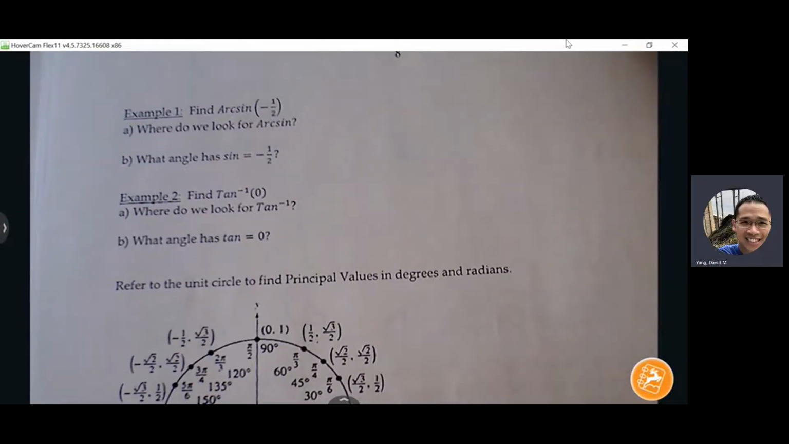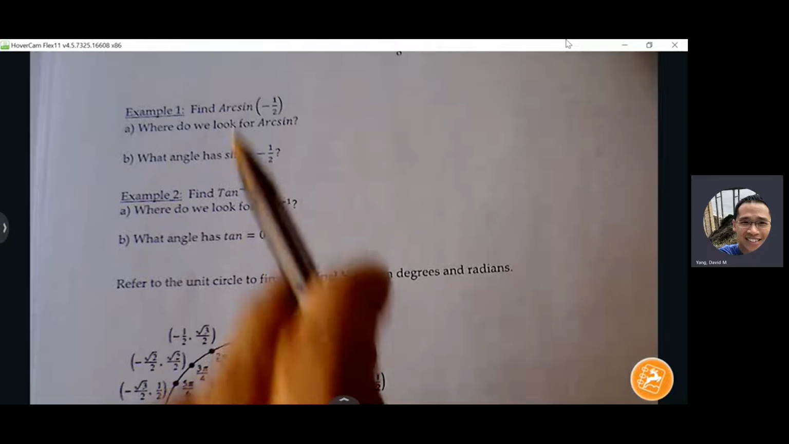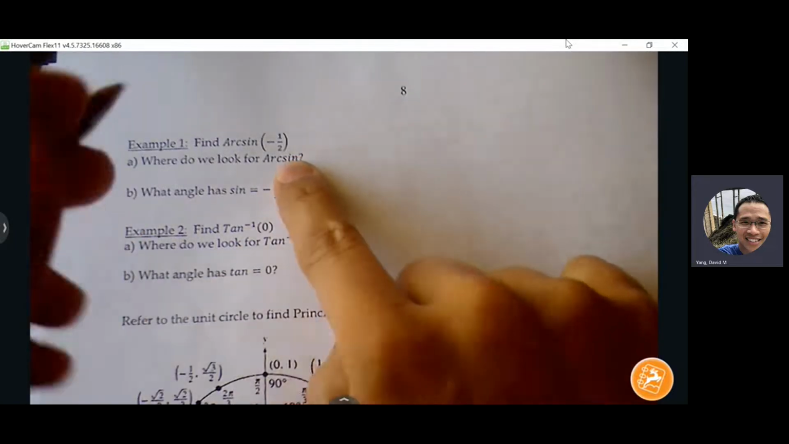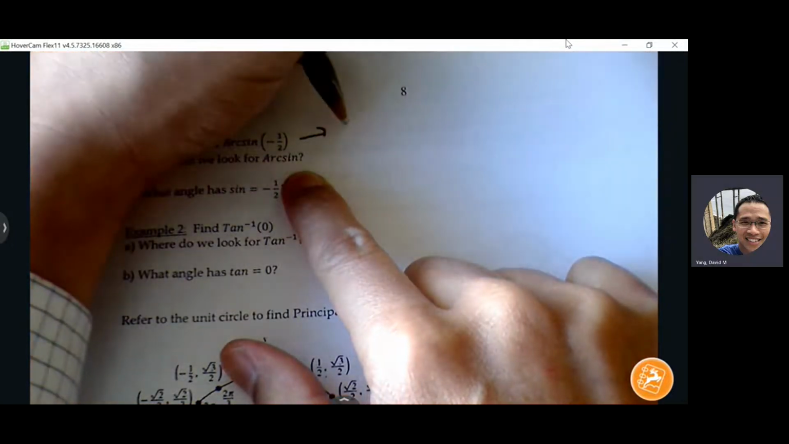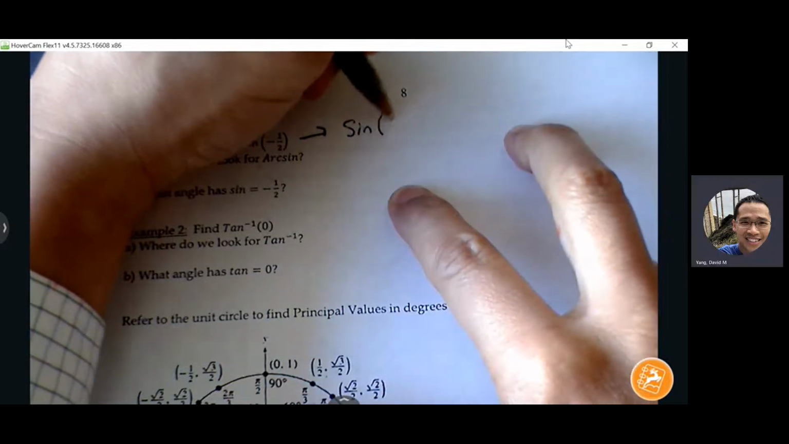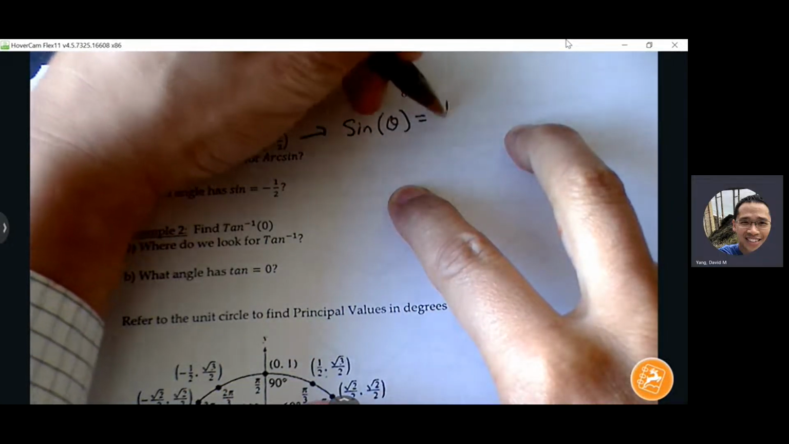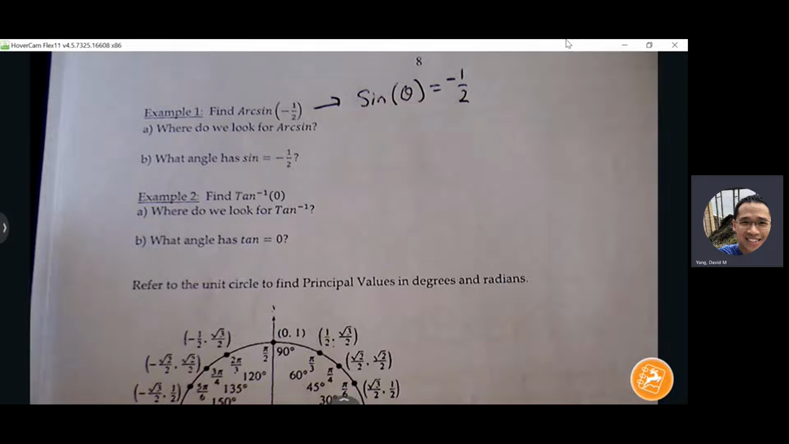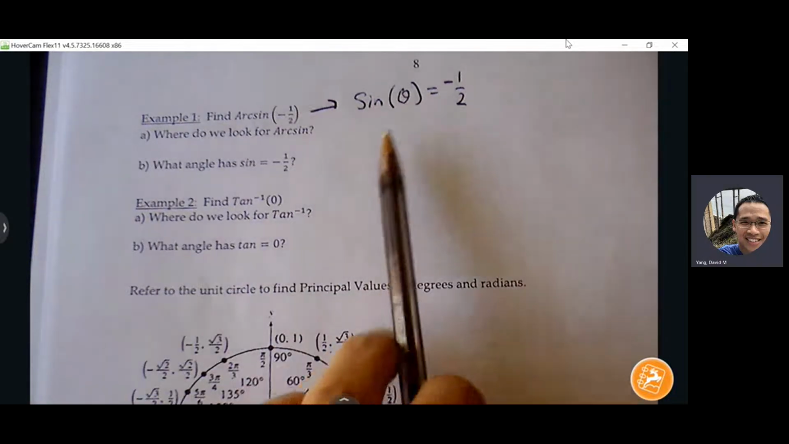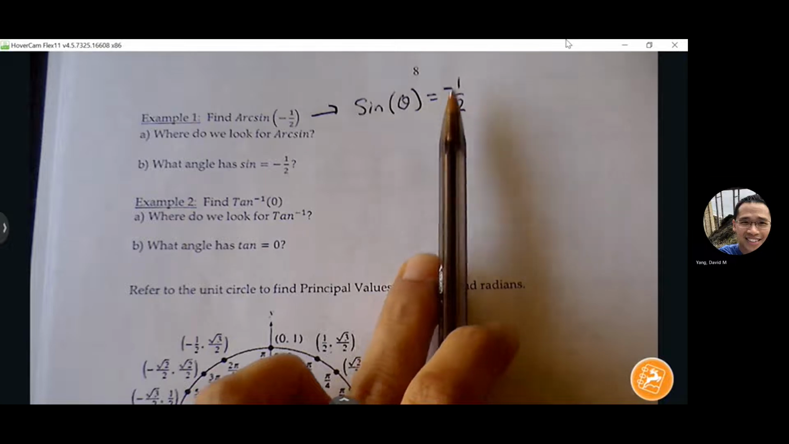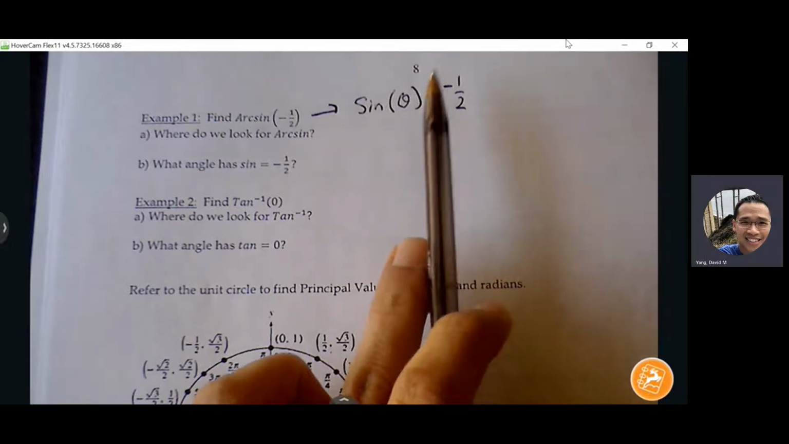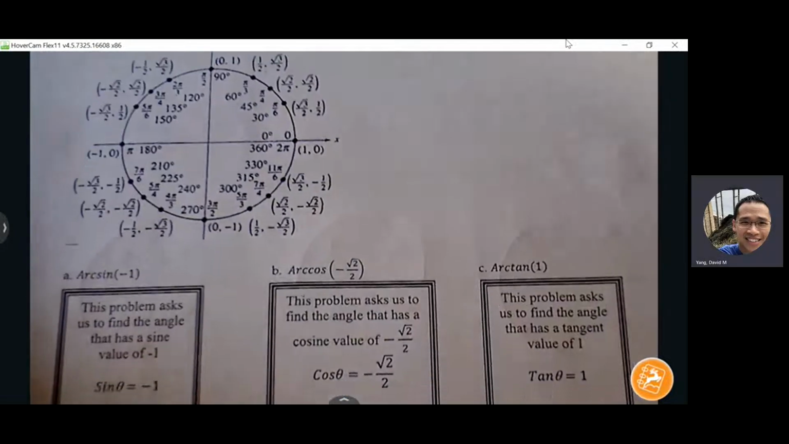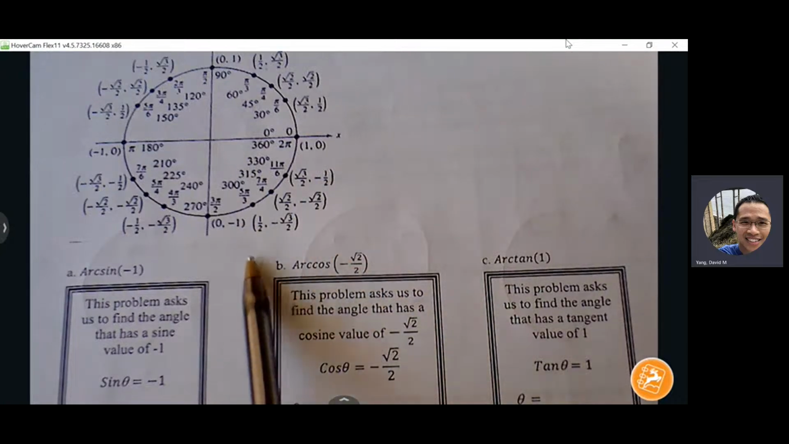Okay, so for example 1, it says find arc sine of -1/2. That's an uppercase A. So another way of saying arc sine of -1/2 is this: sine of what angle theta will give me -1/2? So for what radian measure is sine going to be -1/2? Okay, sine is negative in which quadrant? Second and fourth, but we're talking about principal values, so we have to use which quadrant? Fourth quadrant.